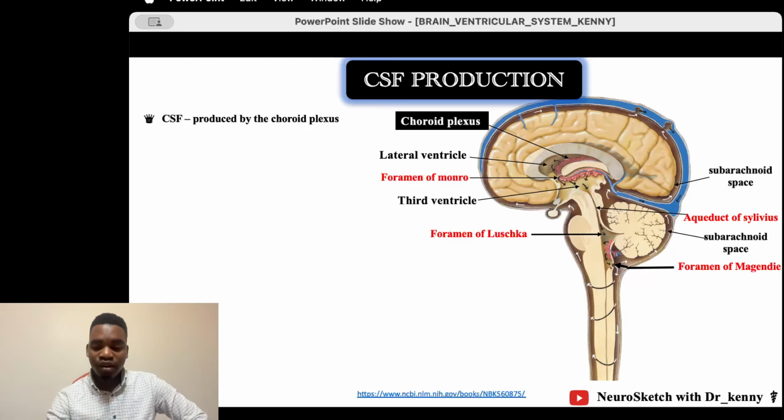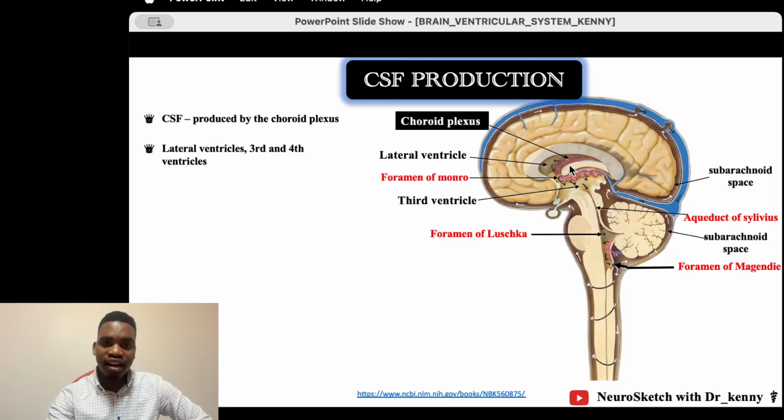Where are these choroid plexus? They are found within the lateral ventricles, left and right. Remember, they are within the third ventricle. You see, these are these reddish stars here. These are the choroid plexus, and they are within the fourth ventricle as well. But in the greater percent, they are found within the lateral ventricles.